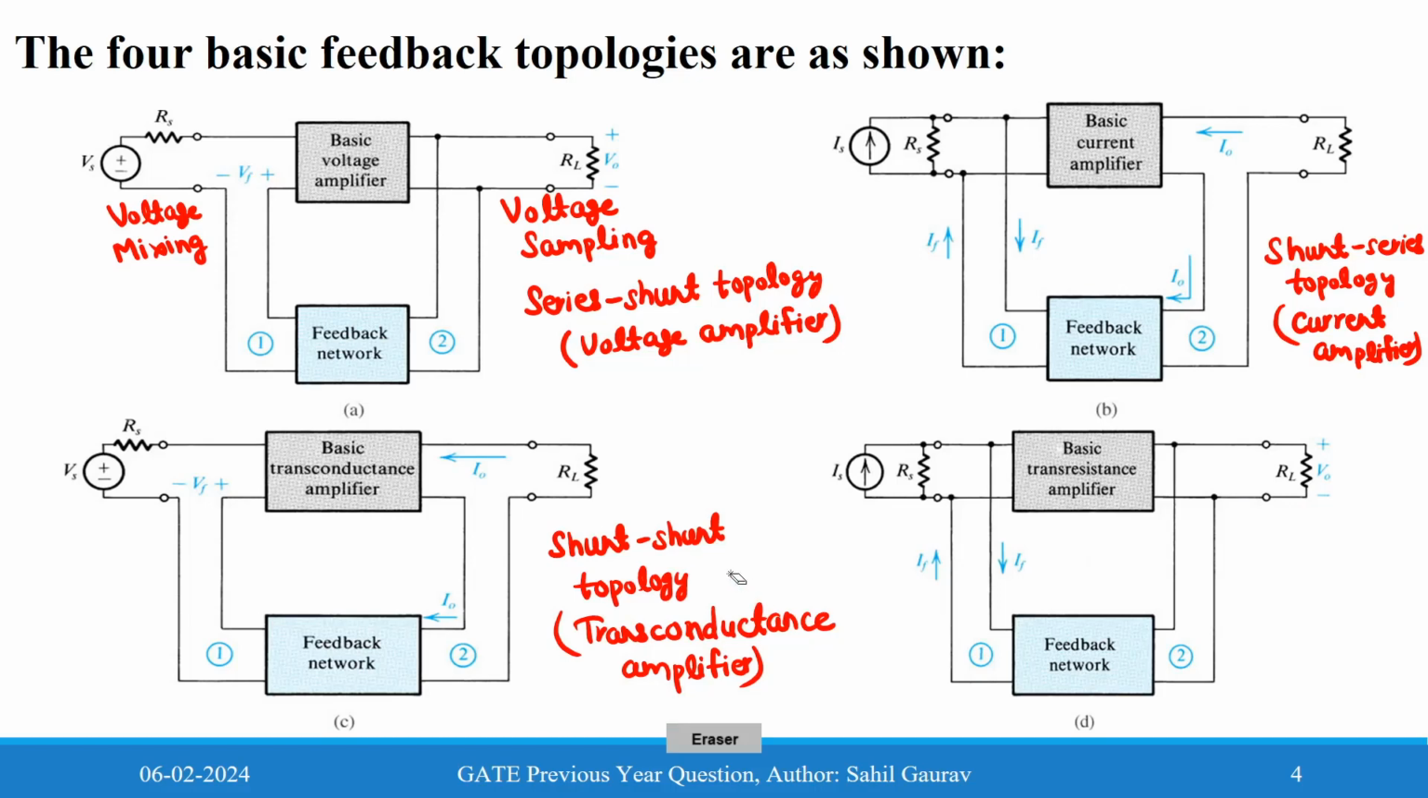Sorry, this is series topology. This is not shunt. This is series topology, and this is shunt topology. Because on both sides we are having shunt connection at the output and input also, we are sampling the voltage at the output and we are mixing the current at the input. Therefore it is trans resistance amplifier.